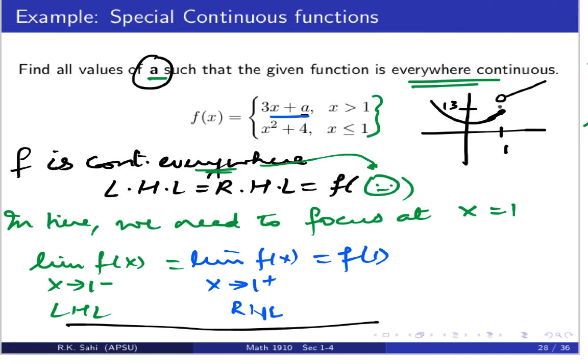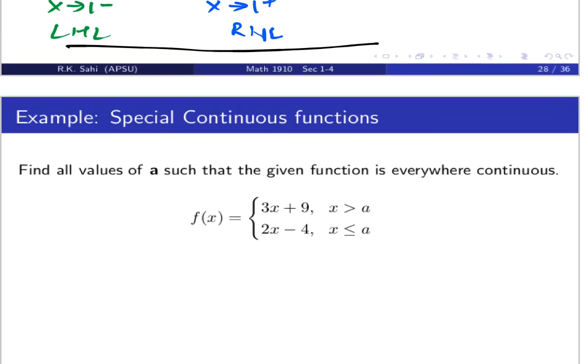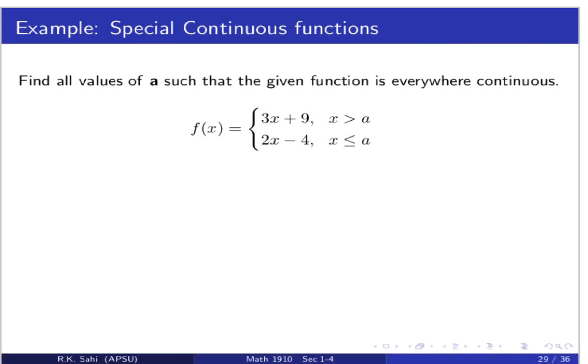Now one more example, because this a was lying in the function values. Now suppose this a lies in some other place. We're looking at all values of a such that the given function is continuous, but now a is the point where there's a distinction for how the graph looks. If x is greater than a, that is a straight line given by 3x plus 9. And if you're looking at values less than a, again it is a straight line, given by the function 2x minus 4.